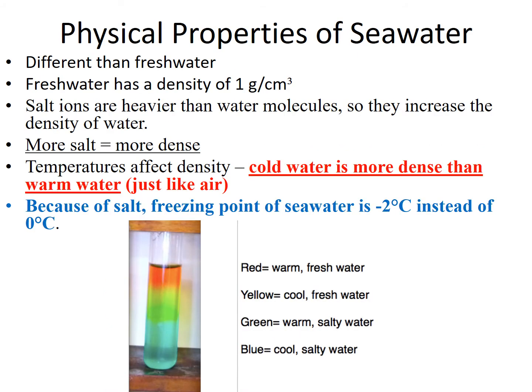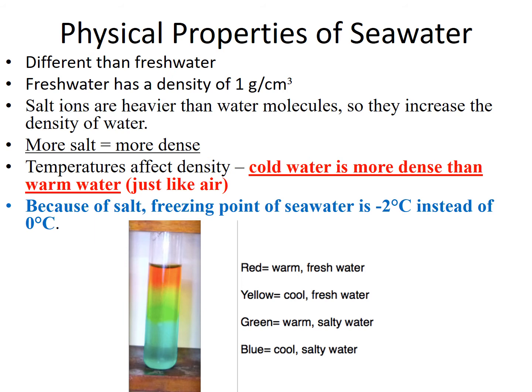So what are the properties of seawater? One, it is very different than freshwater. Freshwater has a density of about 1 gram per centimeter cubed. But salt is heavier than water, so the density of seawater is greater. The more salt, the more dense. And temperature affects density. Cold water is more dense than warm water, just like air, and we talked about that in middle school.